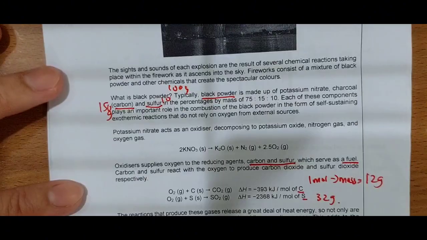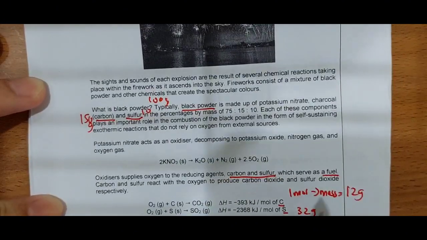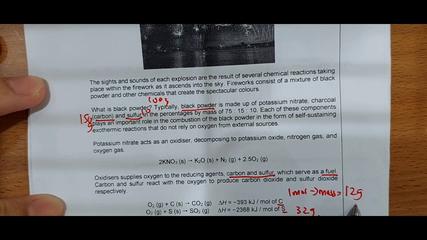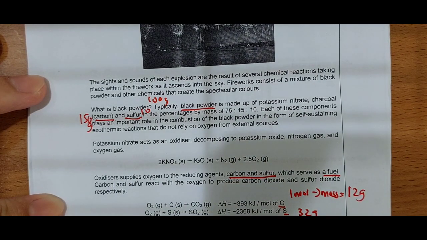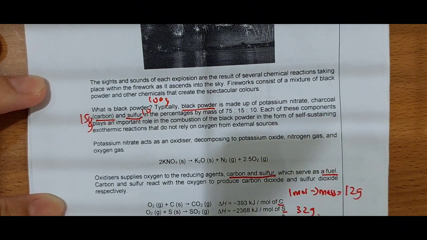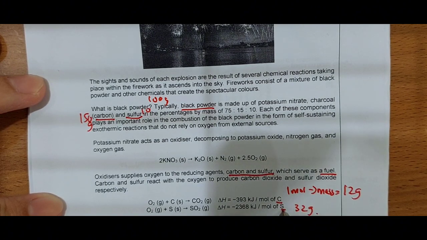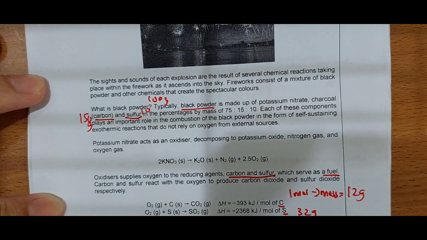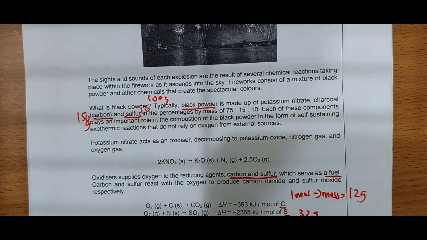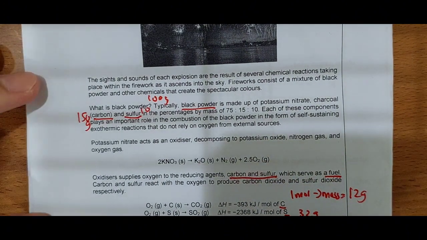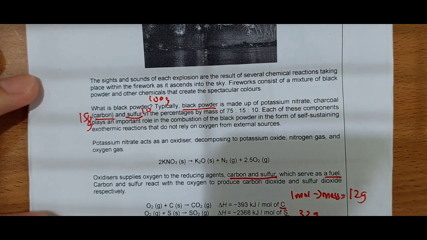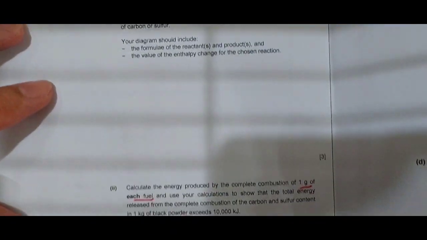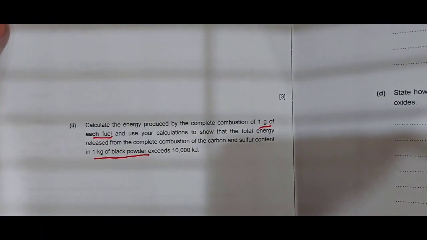So all you need to do is, just now what you found for carbon, which is per gram, you have to find out for 150 grams how much energy is produced. And likewise for sulfur, this is per gram of sulfur. So you have to find out, for 100 grams of sulfur, how much energy is produced. Okay? So that would give you, and then you have to add up, to show that the total energy produced is more than 10,000 kilojoule.